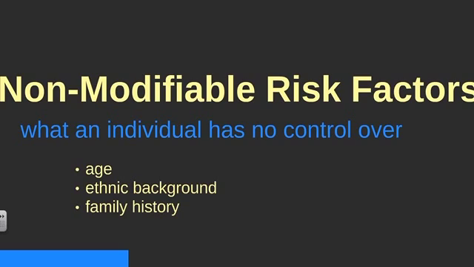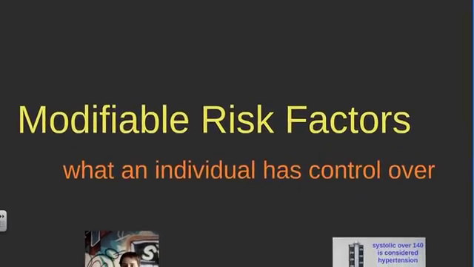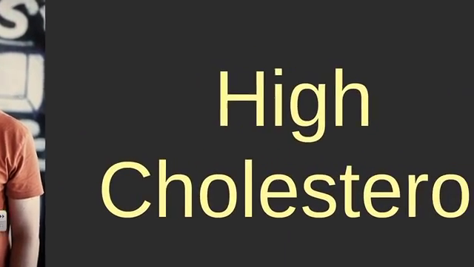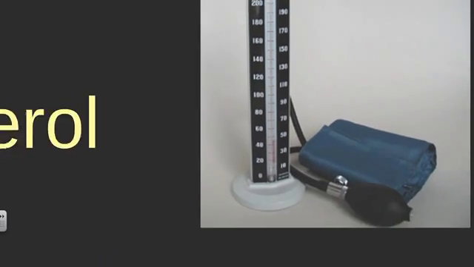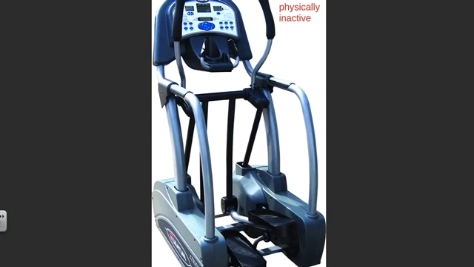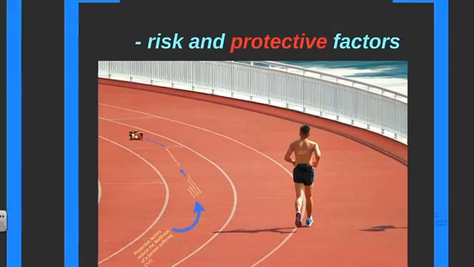Non-modifiable is when the individual has no control over, and some examples there are age, ethnic background, and family history. Modifiable risk factors is probably what the health system in this country is more concerned about, because these can be prevented, and what causes many of the CVD illnesses in this country. Some common examples are smoking, people who have poor diet, which leads to high cholesterol, high blood pressure, which is readings pretty much of that systolic figure of over 140, people who are physically inactive, and sorry for the picture there, but people who are suffering from obesity.